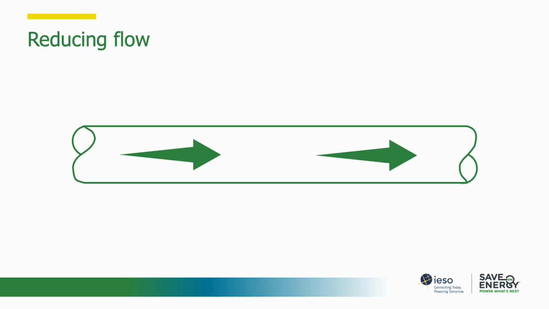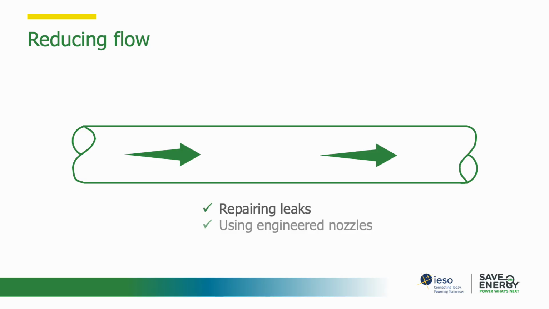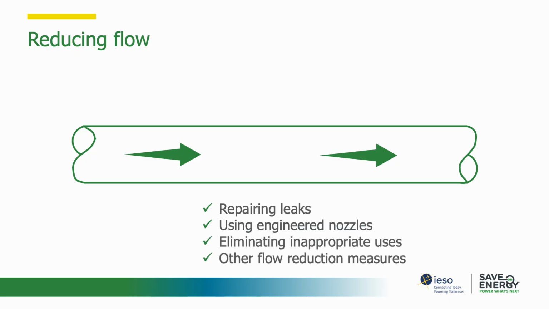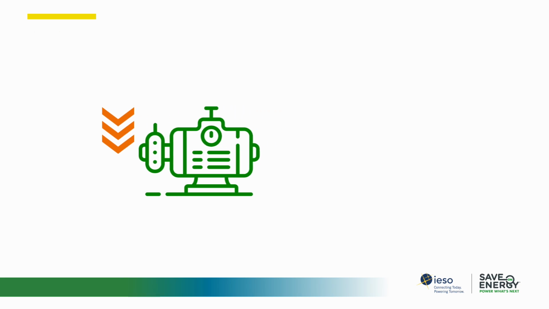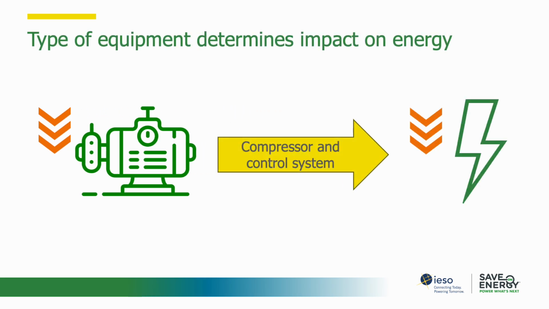Reducing flow refers to energy conservation measures that reduce how much compressed air is used. This includes repairing leaks, using engineered nozzles, eliminating inappropriate uses, or other flow reduction measures. Reduced flow impacts the control signal to the compressor, which then reduces the amount of compressed air produced by the air compressor. Your type of compressor and control system will determine how this reduced air production will impact energy consumption.